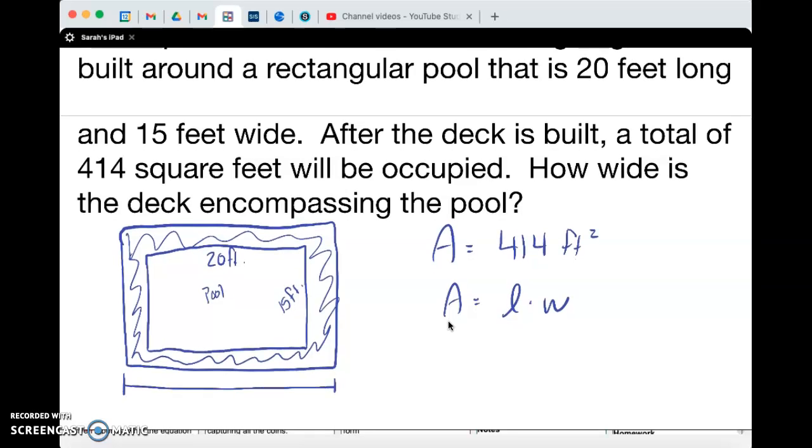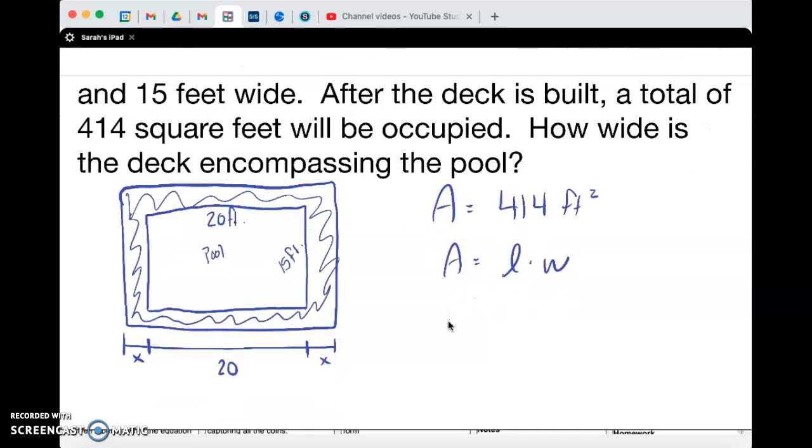Any ideas? Well, I know the middle part will be 20, right? But what's from here to here and there to there? Okay, we're gonna say it's X big. That's what I'm trying to find, that width, so we're gonna make it the variable. So how can I write an expression with X, 20 and X? 20 plus 2X, yeah.